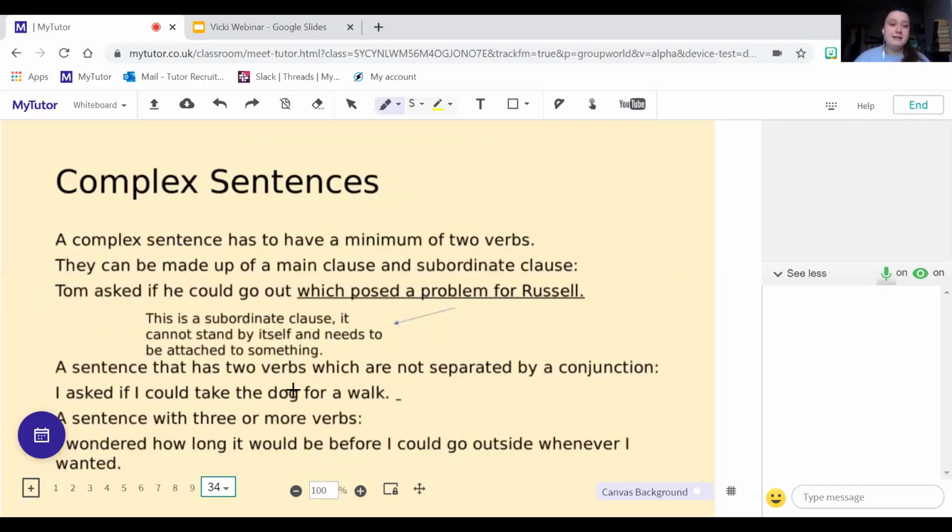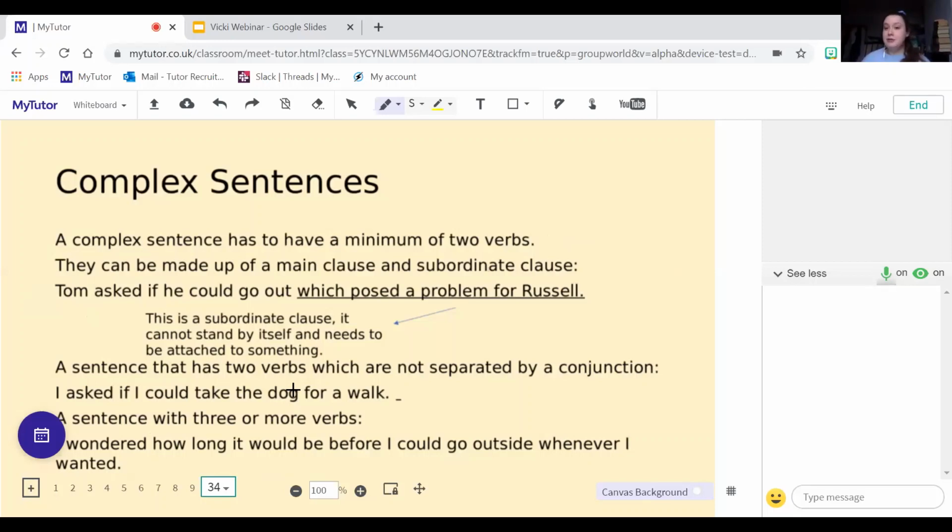And a complex sentence is where we have a minimum of 2 verbs. So they can be made up of a main clause and a subordinate clause. So for example, Tom asked if he could go out, which posed a problem for Russell. So we've got asked and we've got posed. Those are our 2 verbs.